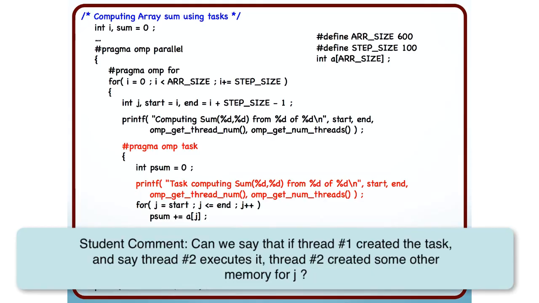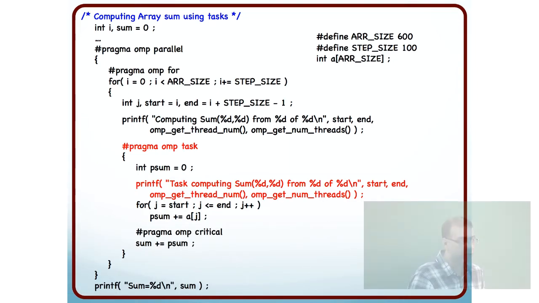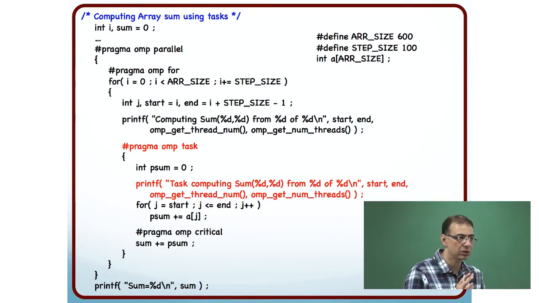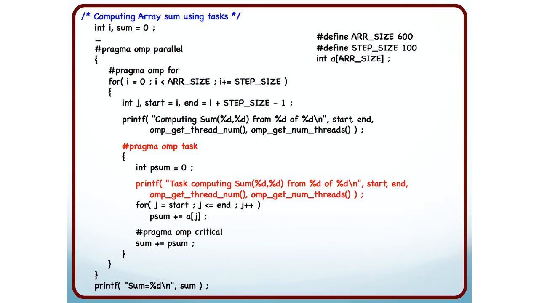Can we say that when thread number 1 created the task and the task is taken up by thread number 2, although thread number 2 has all those variables with some memory address, it created some other memory? For thread 1 it was j, but for thread 2 it is not actually j but some other memory address. Yeah, so additional memory is being created here, right? A copy is being created. It's not the same variable. It's not the same memory location. A fresh copy is being created. So that is the default behavior.